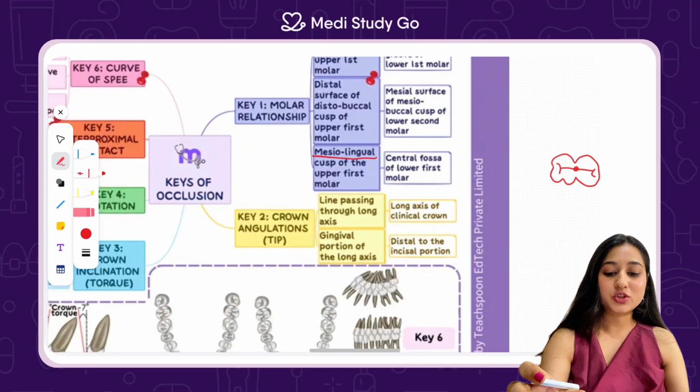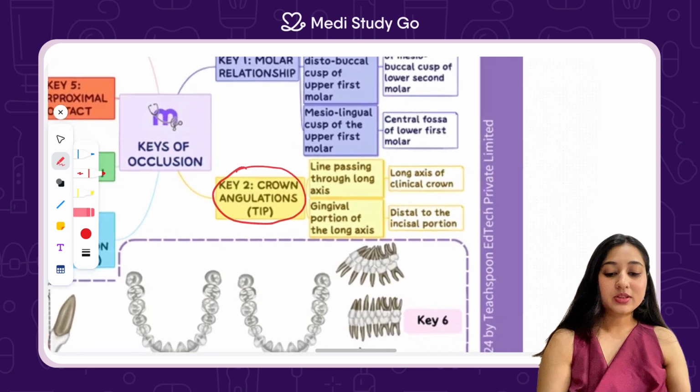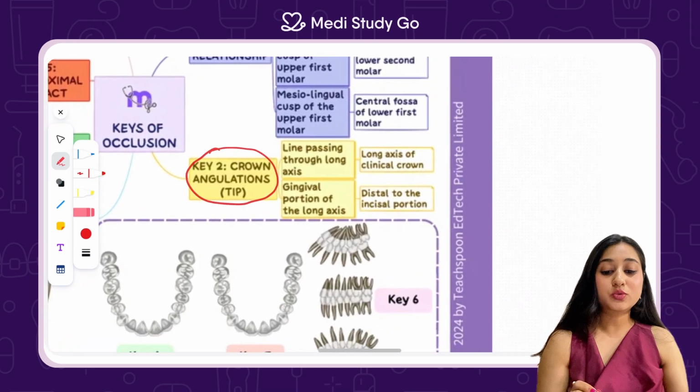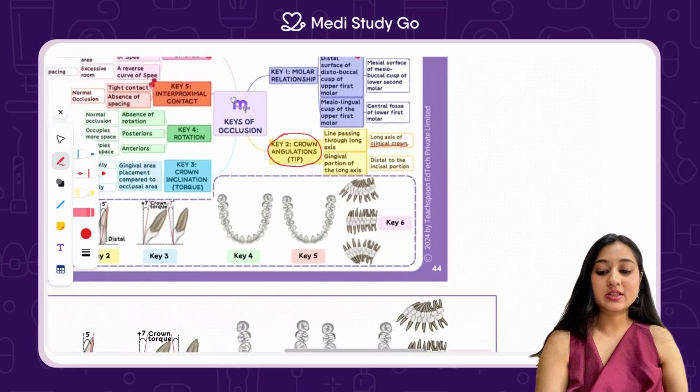Coming to the second key, which talks about the crown angulations. Crown angulation is also referred to as tip. Now this refers to the line that passes through the long axis of the clinical crown. The keyword here is the clinical crown.